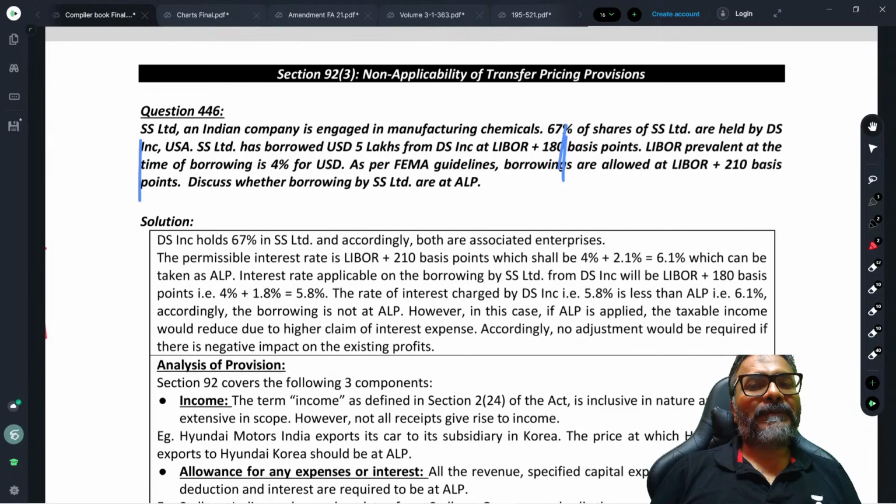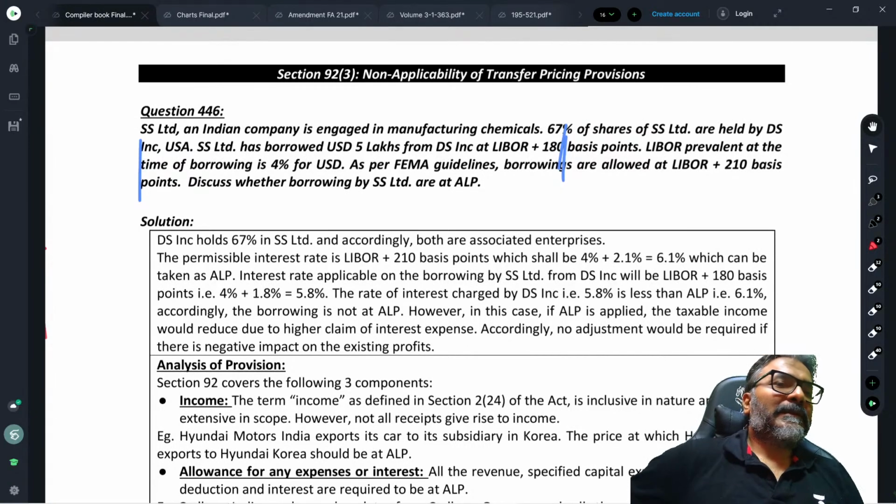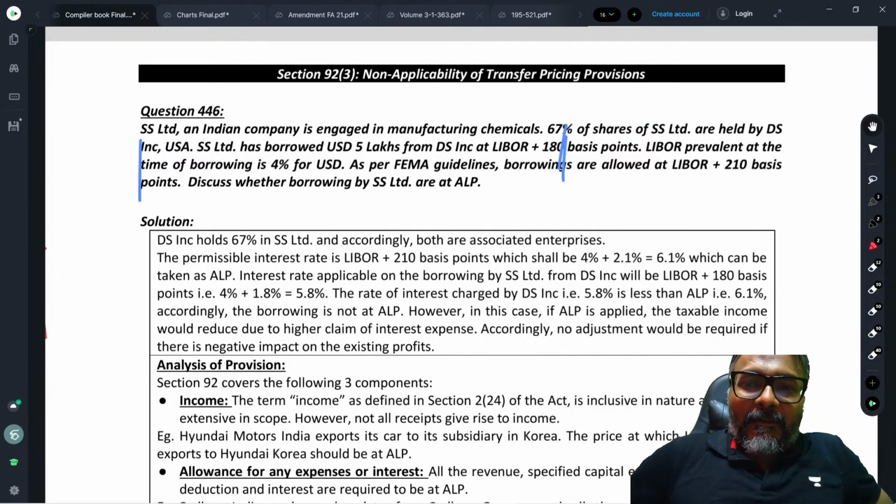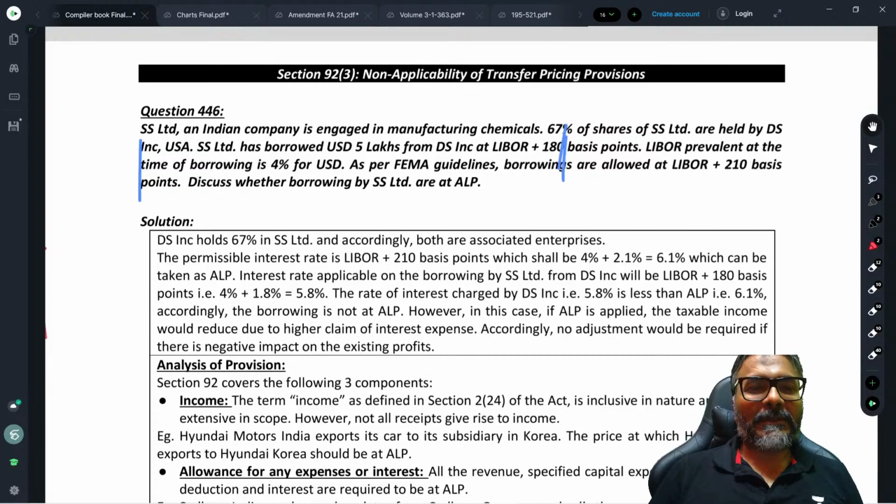67% of shares of SS Limited are held by DS Inc. USA. So in that case, by virtue of the 67% holding, both the entities become associated enterprises. By virtue of the holding of 67%, can we therefore say both the entities will become an associated enterprise? And the answer is yes. So both these entities will then become an associated enterprise, students, in this case. Isn't it? So that is how it would be considered.